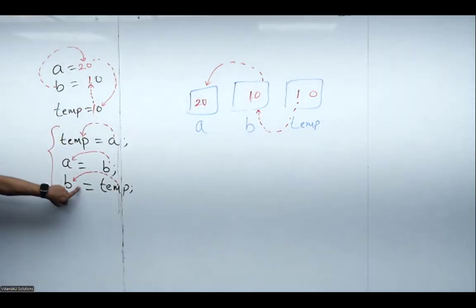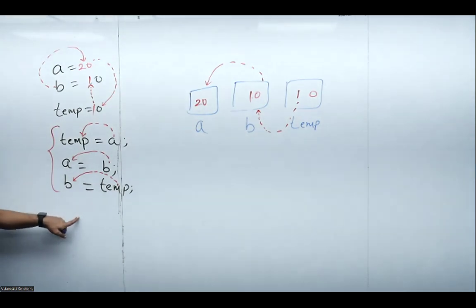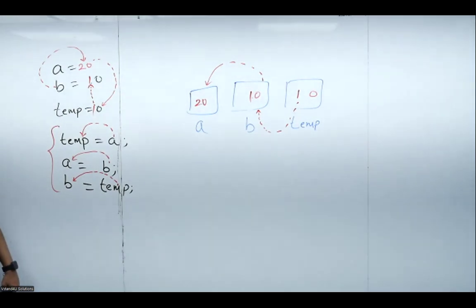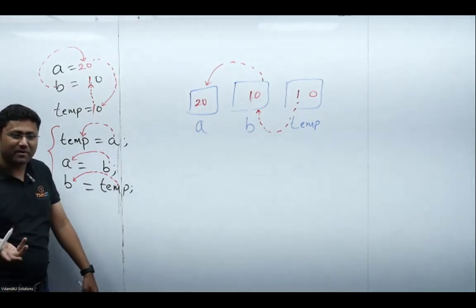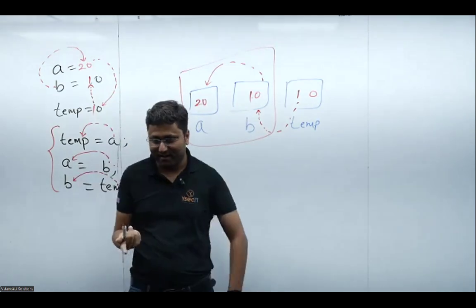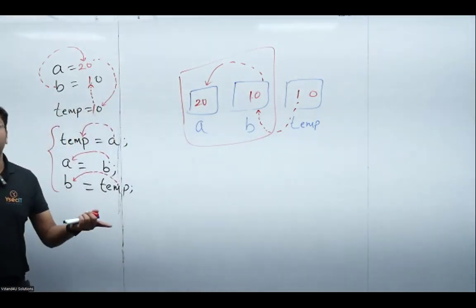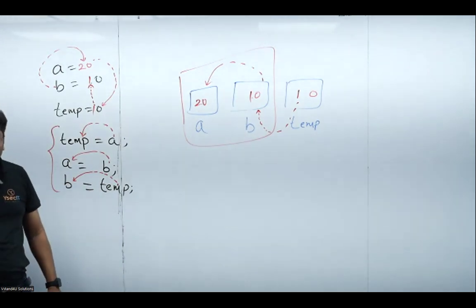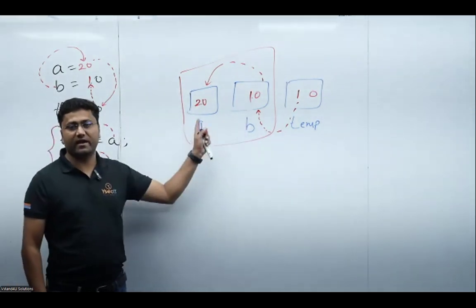Agree? After this line, A, B, temp. Temp doesn't matter. We need to care about these two. Am I right? At output, what do I need to show? A equal to this, B equal to temp. I don't need to say more. I need to swap the numbers, value of A and B.